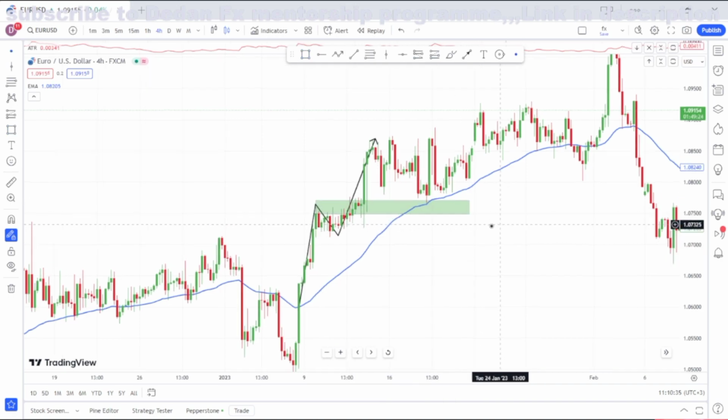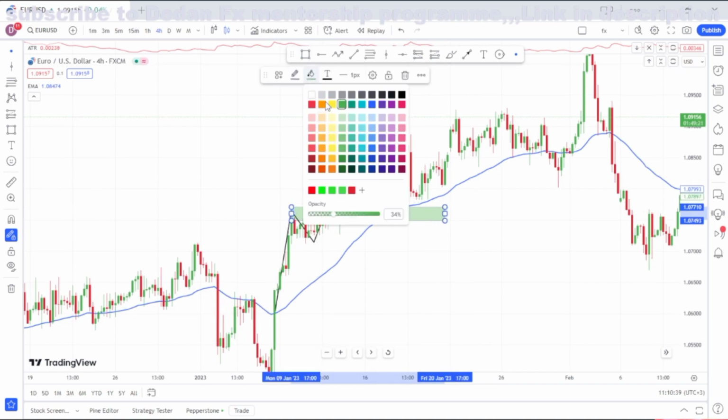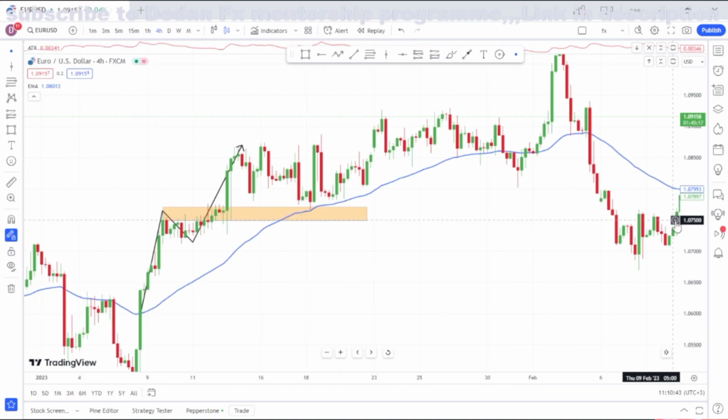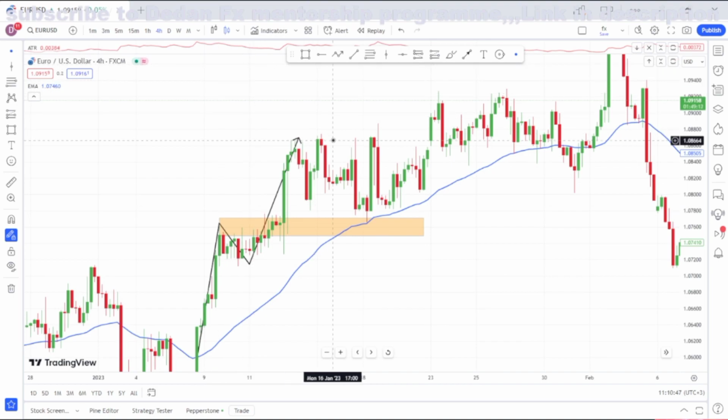The zone should look like that. I put this to be a better color. So that should be my zone. Once I've seen price get into my zone, I need to see now my entry reasons, which are two trend continuation candles. That will be either two green candles consecutively or two red candles consecutively.